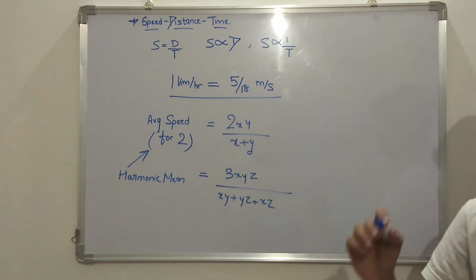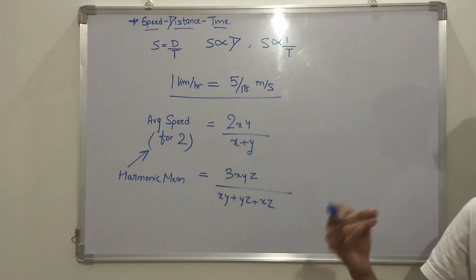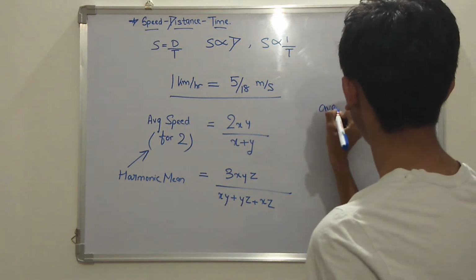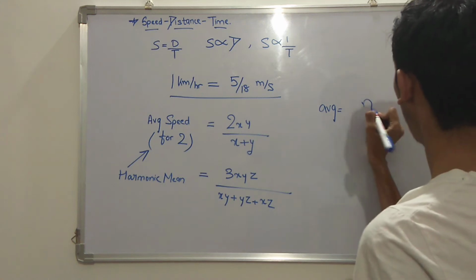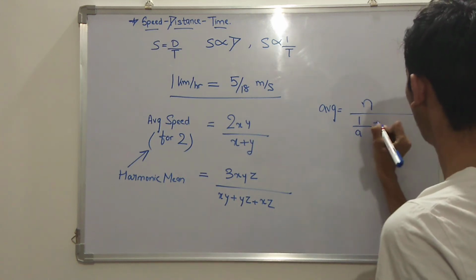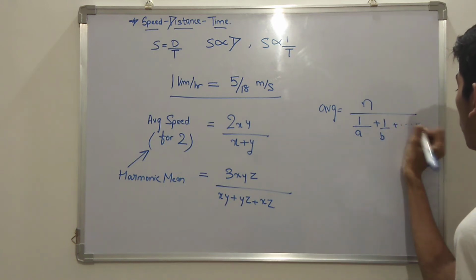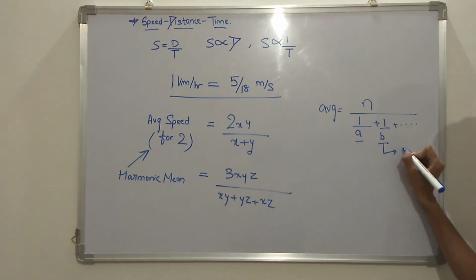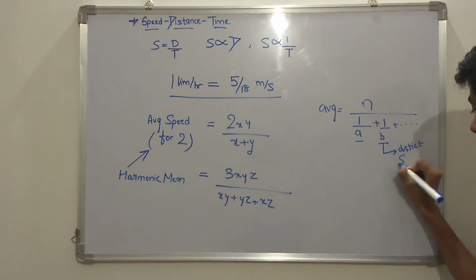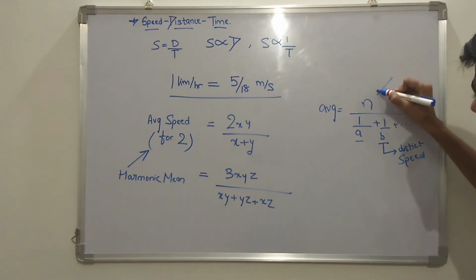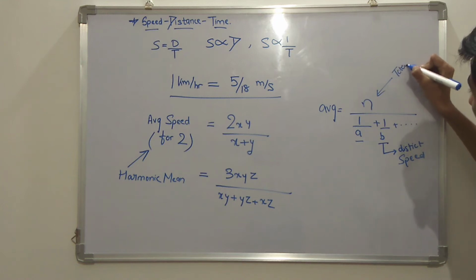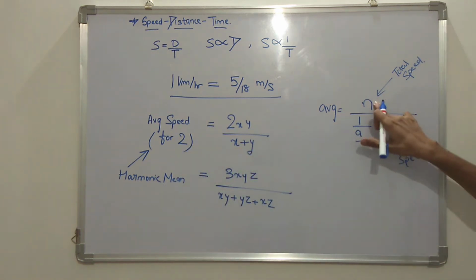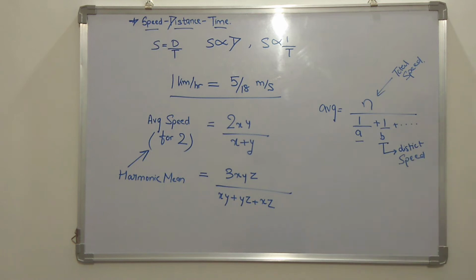This is for 2 and 3, but if it is to be found for 4, 5, 6, which is probably not asked, but if sometimes it is asked, then the average speed is equal to n upon 1 upon a plus 1 upon b plus so on, where a, b, c are the distinct speeds and n is the total number of speeds. Here n is equal to 2, here it is equal to 3. This is the basics.